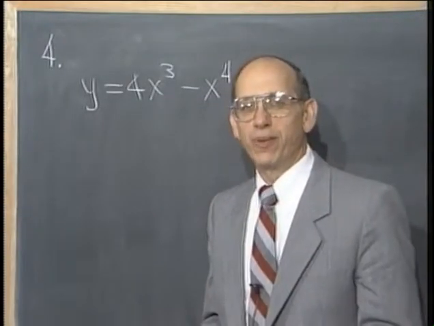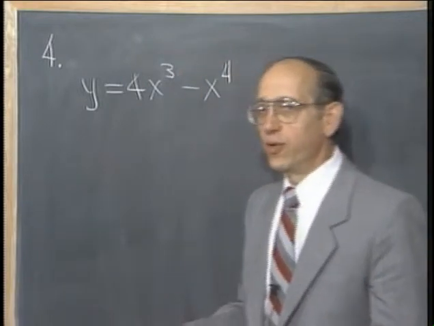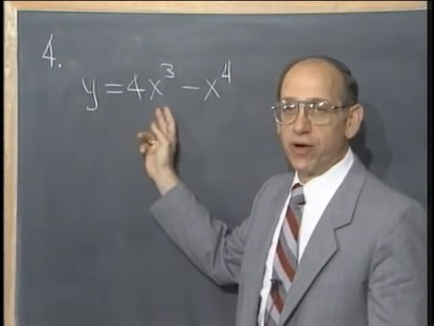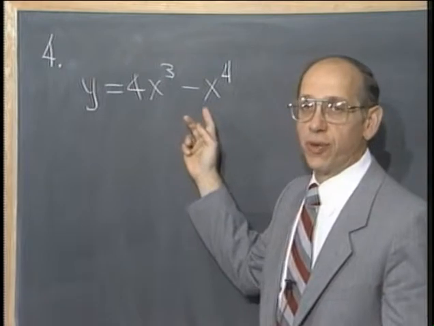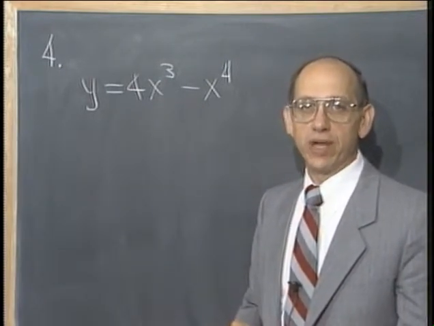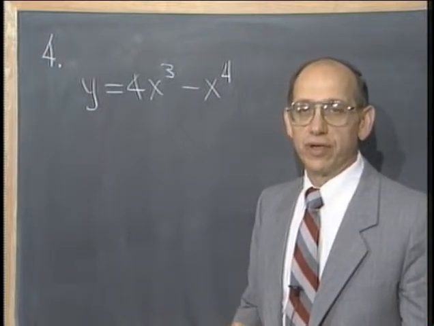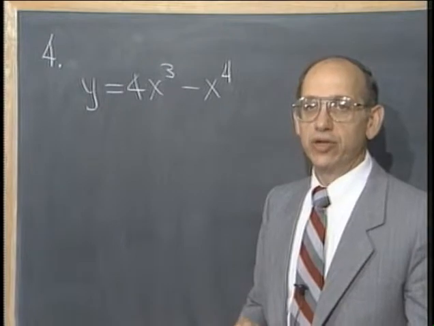Let's try to apply the methods we just summarized to problem 4. Problem 4, we have y equals 4x cubed minus x to the 4th. And we're going to try to find relative maximum, relative minimum, and points of inflection, and get a graph of this curve. In order to do that, we're going to need two derivatives.